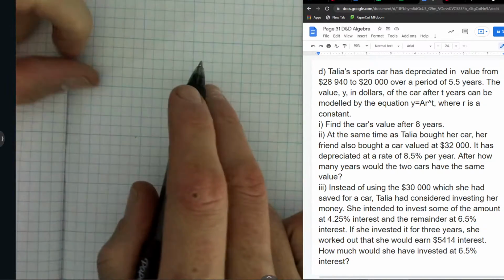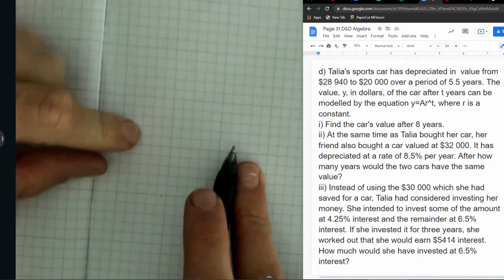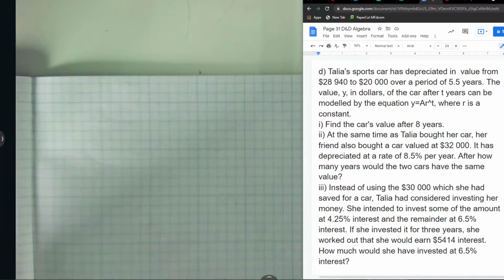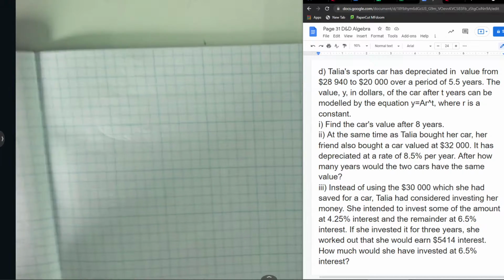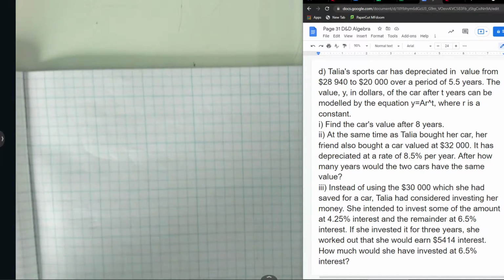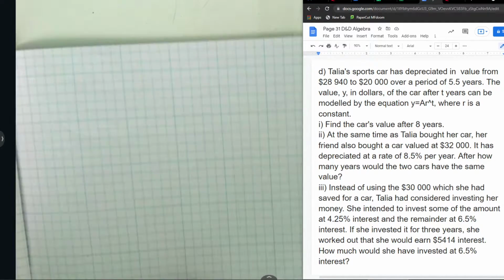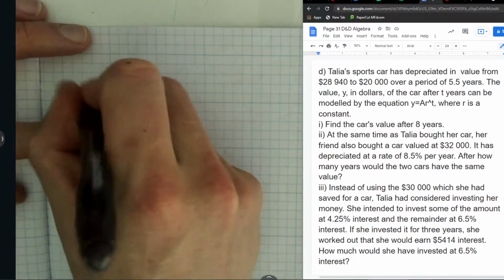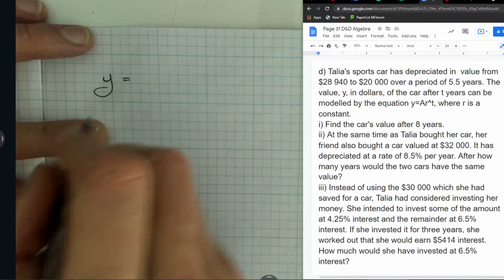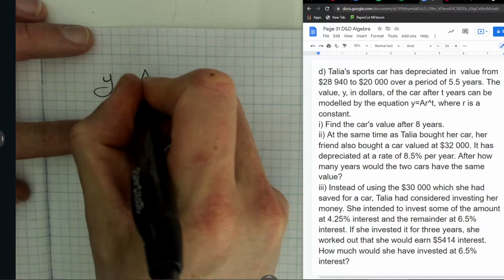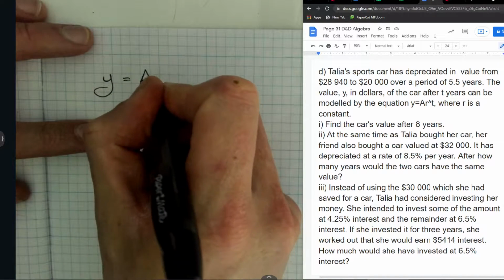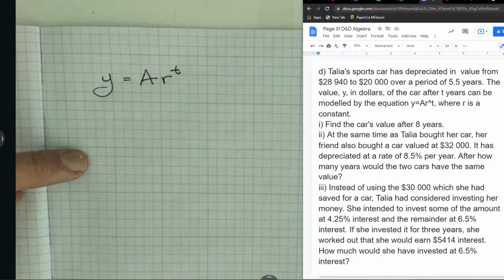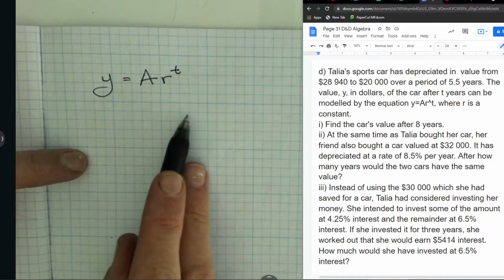Talia's sports car has depreciated in value from an amount $28,940 to $20,000 over a period of 5.5 years. So the value in dollars of the car is y equals a r to the power of t, where r is a constant.